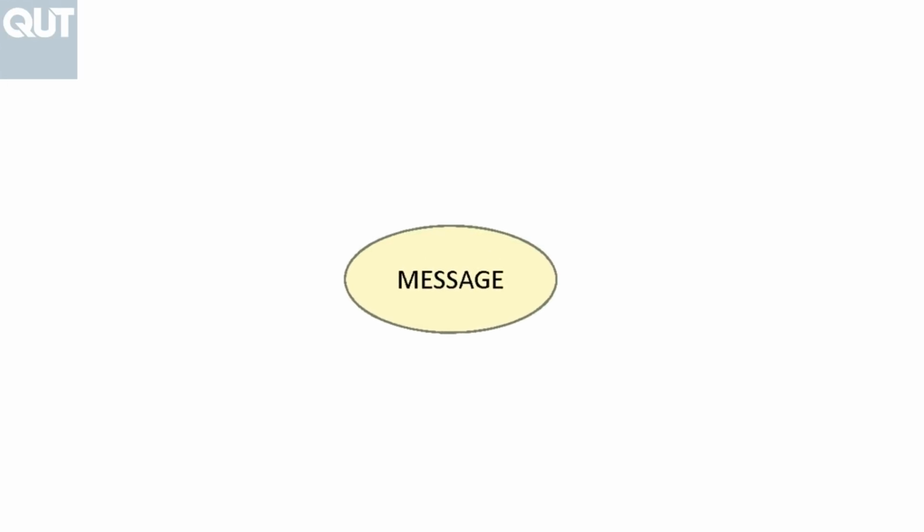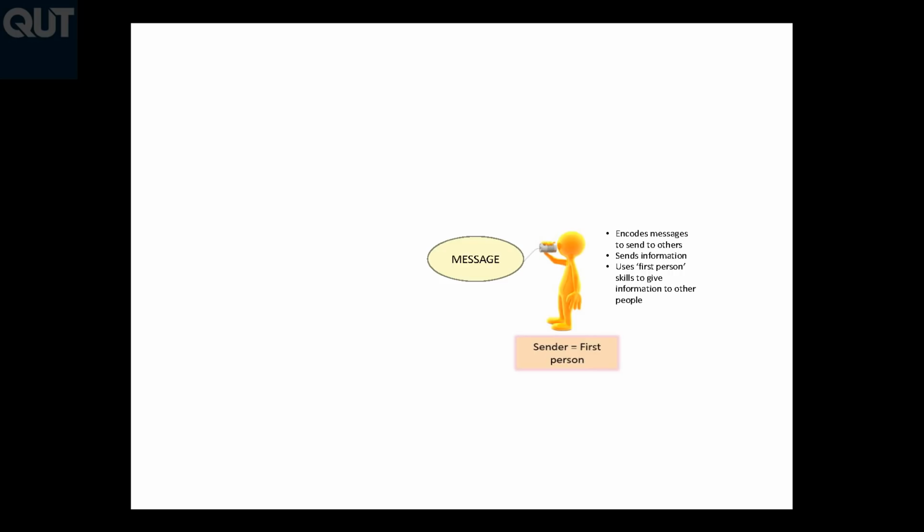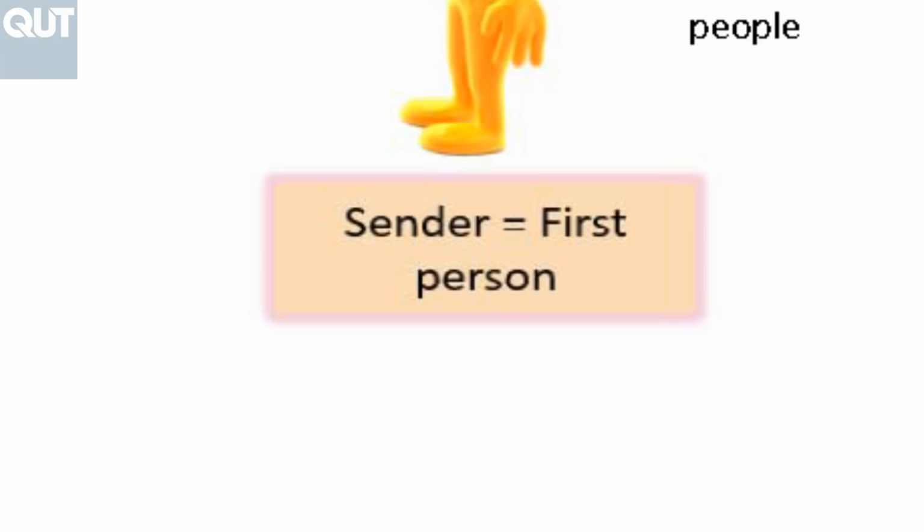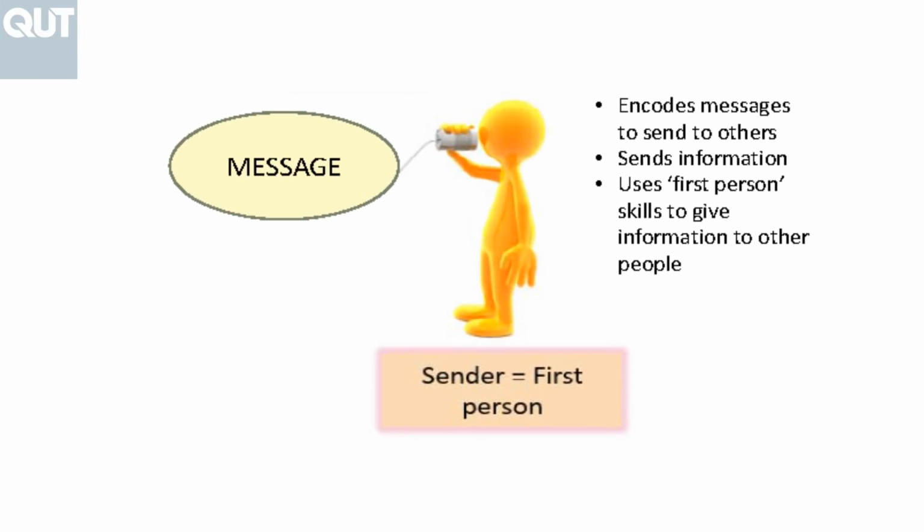At the heart of our model of communication is our message. This is the information that is being communicated in one way or another. One role that we adopt as effective communicators is the role of sender. Senders, as the name suggests, send information to other people. That information may be about yourself, or it may be about something completely different.